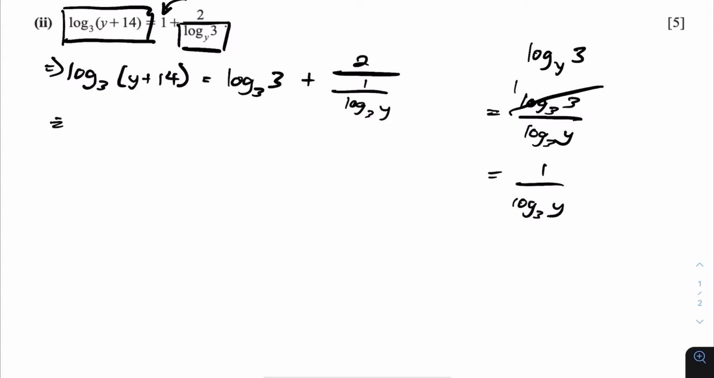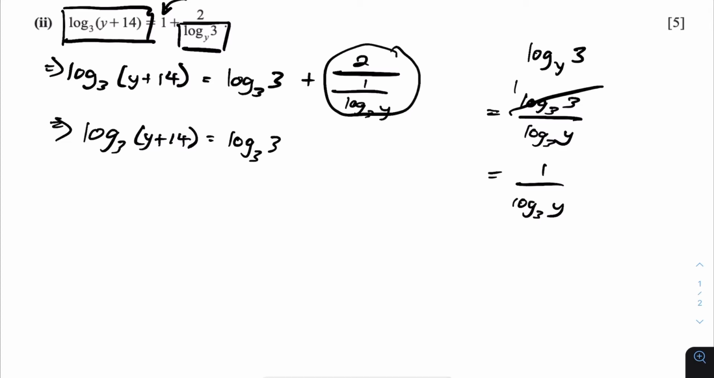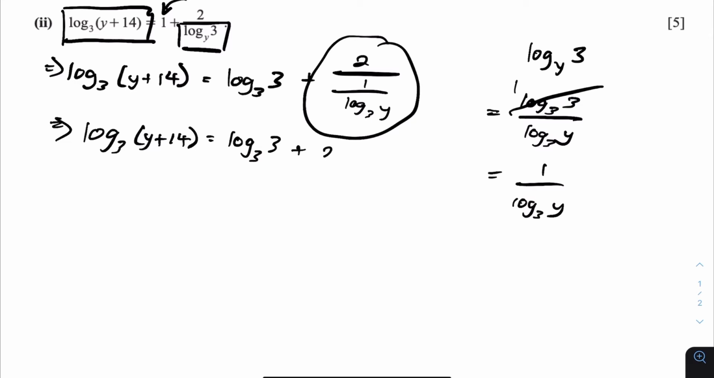And we can simplify this further to give log 3 y plus 14 is equal to log 3. And then this here can be rewritten as 2 log 3y if we just use simple division. And now we can bring this over here to make it squared and then get rid of that to make it a lot easier. Now it's very easy to actually simplify.